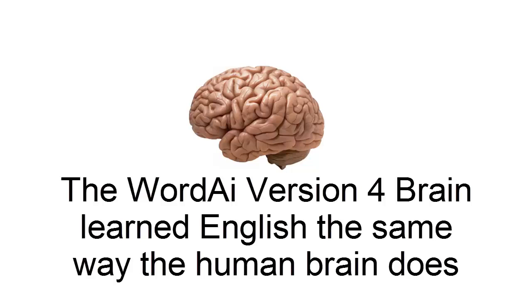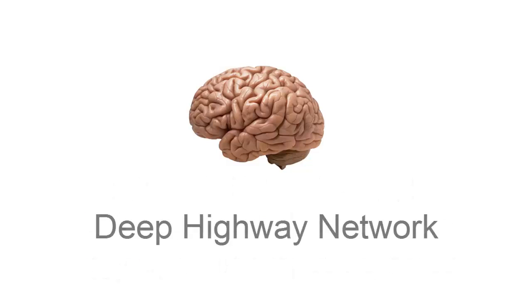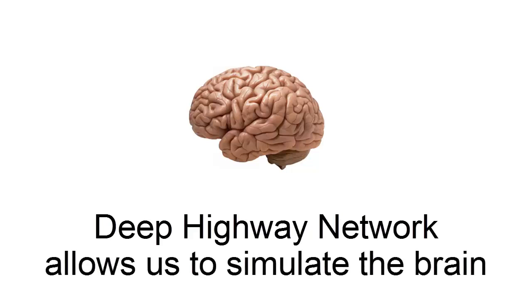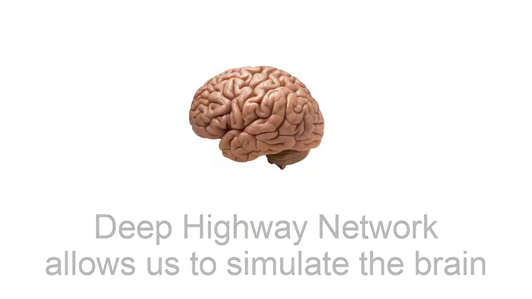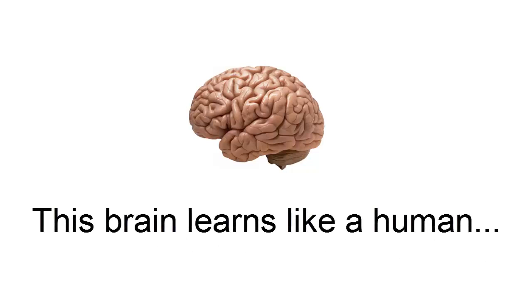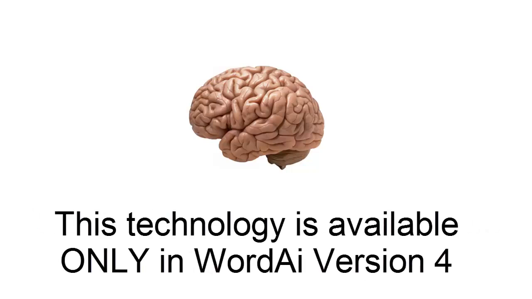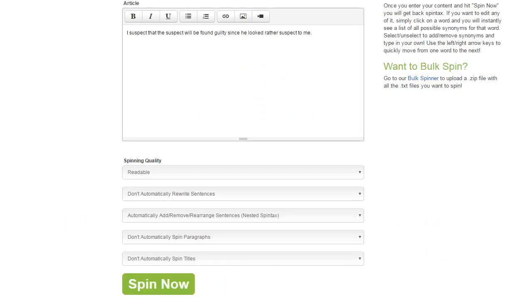This brain is powered by something called a deep highway network, which is basically a super technical research concept that allows us to create huge numbers of virtual neurons that can quickly simulate the human learning process. This brain is capable of reading, understanding, and writing text the exact same way that a human does, which means your content looks like it was written by a human. Since this technology is not available in any other spinner, WordAI version 4 will be the first time internet marketers will ever have access to this. Let me show you what this brain is capable of.